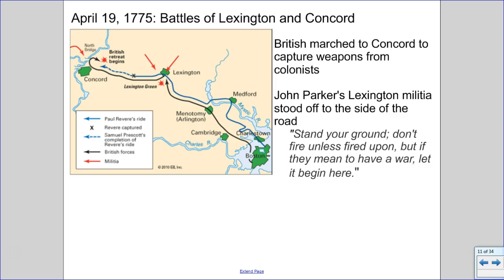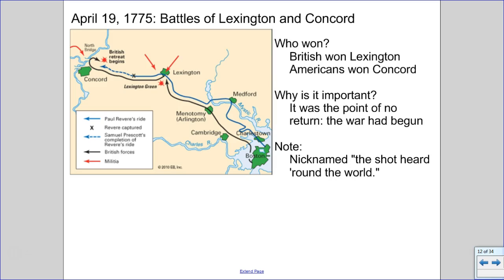It's not really clear who fired first. What we do know is that there were about 77 Lexington militiamen, and there were quite a few more British soldiers. What is clear is that it did not go well immediately for the Americans. There were, I think, 9 or 10 dead, 8 or 9 injured. It did not go well. The British continued marching on to Concord. So the British won at Lexington.